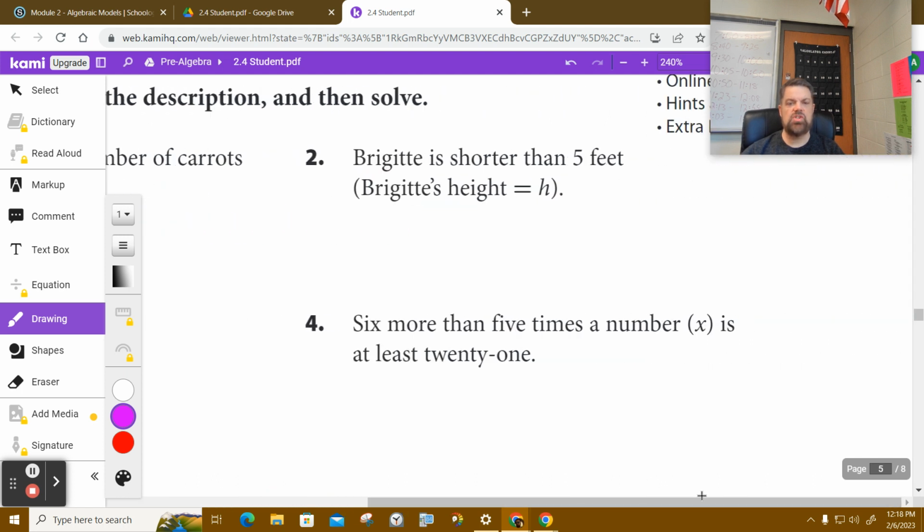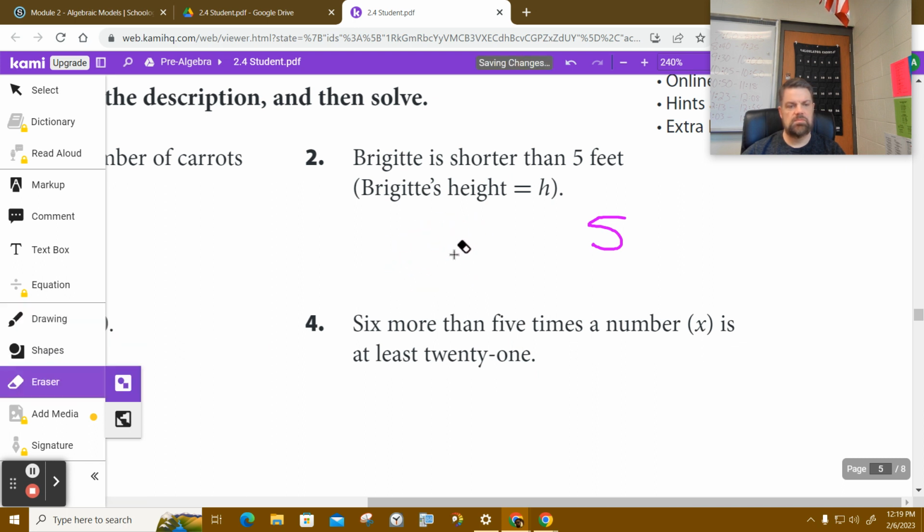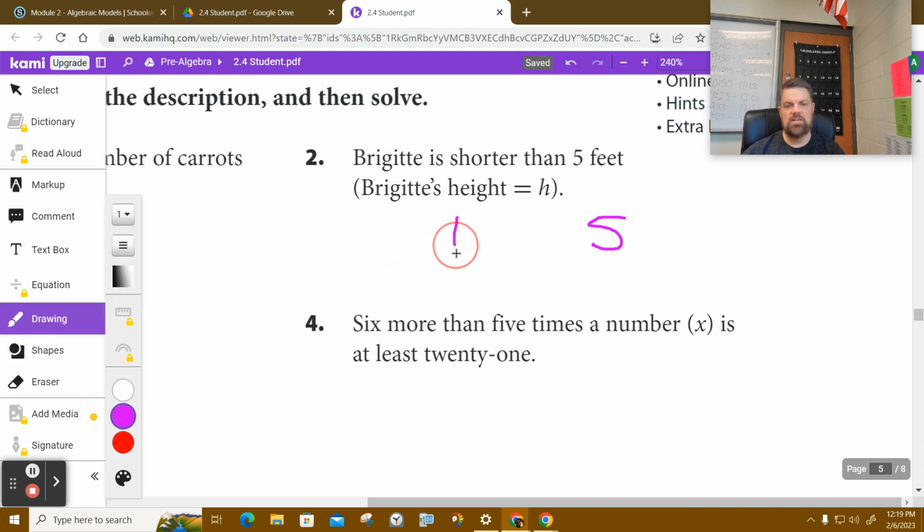It says Bridget is shorter than 5 feet, where H is Bridget's height. So H and 5. What do I put in there? Less than, greater than? The 5 is greater than the H. Yeah, so you do it like this, right? It opens towards the greater number. That's less than. Do we include 5? Can it be equal to 5?